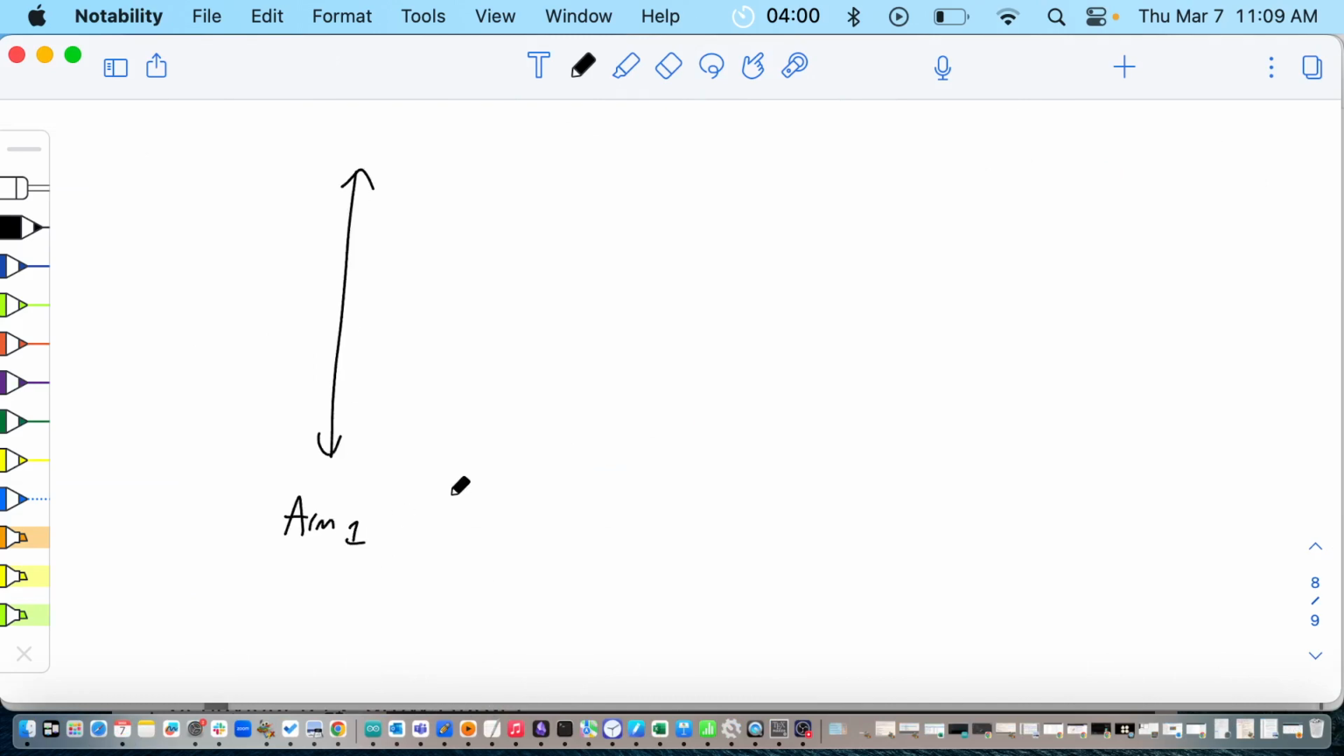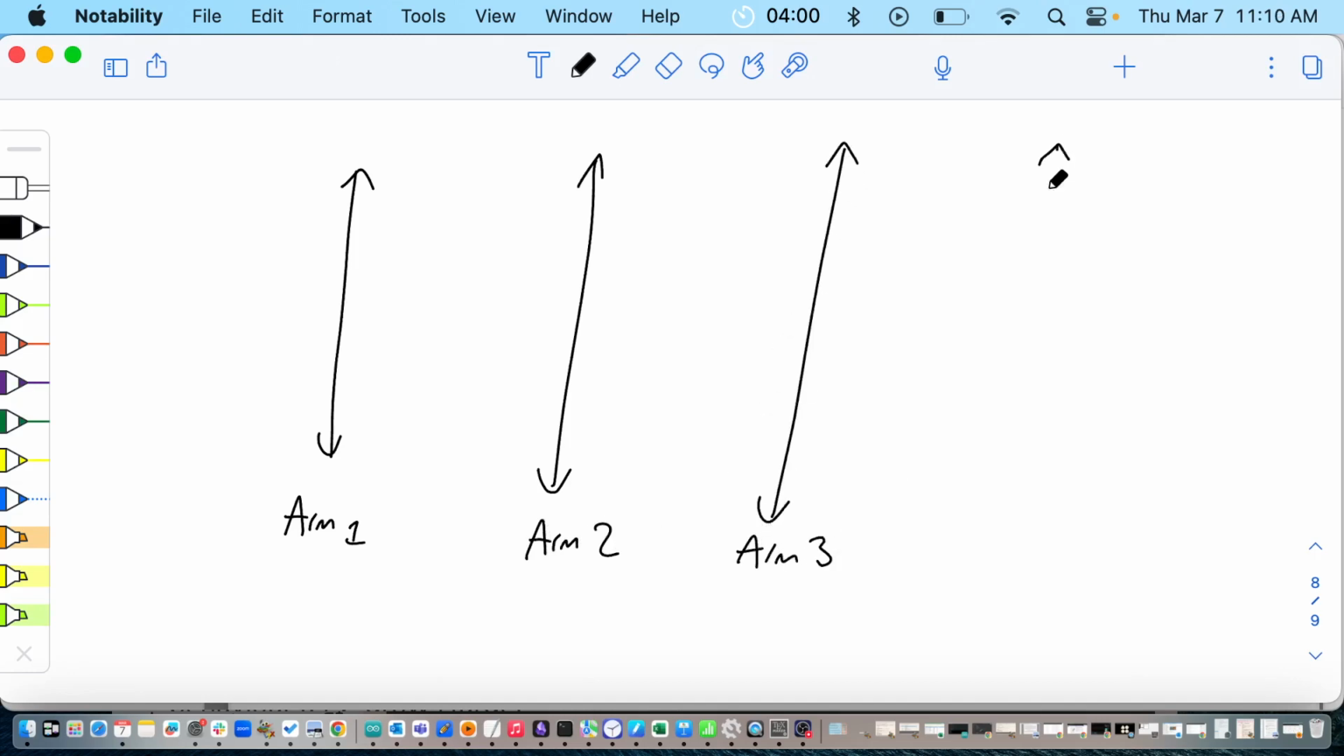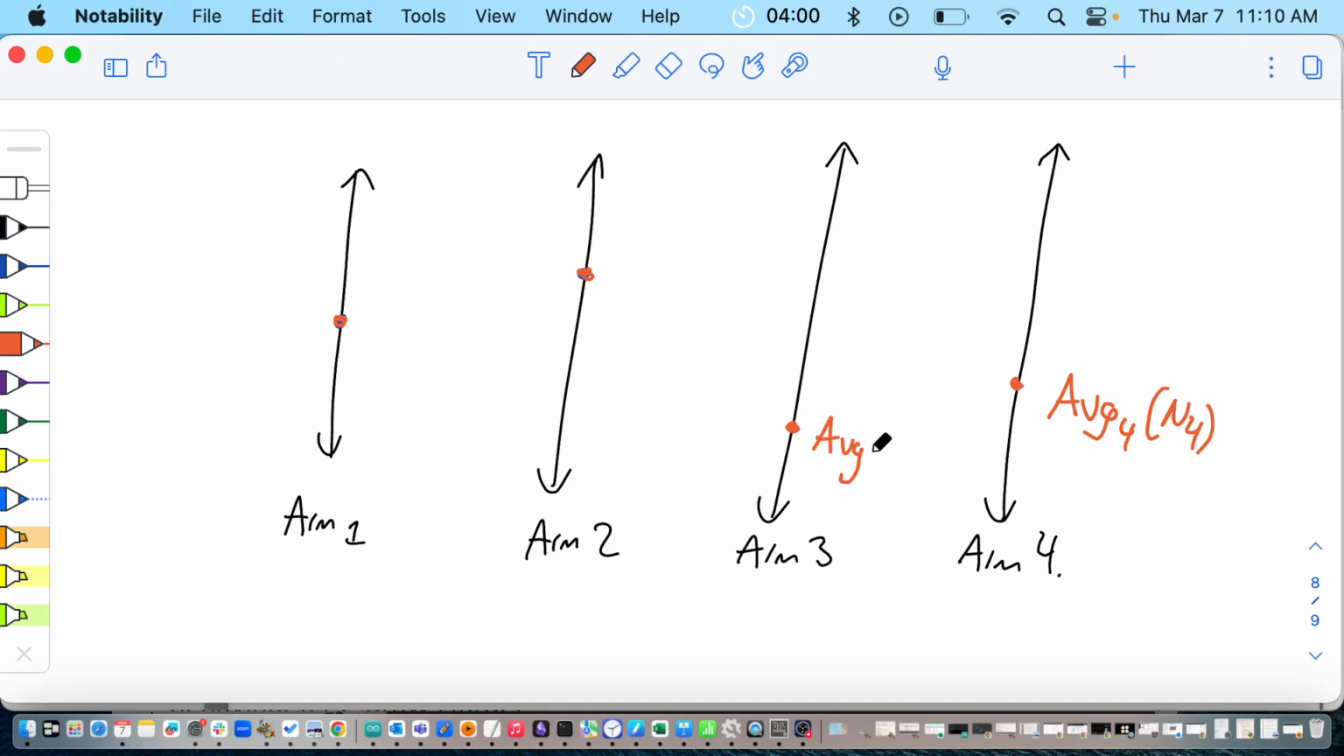So here's arm 1, arm 2, arm 3, and arm 4. And we have the average for each one. Let me draw the same color as before, keep things consistent. We have our average: the average 4 of N4, the average 3 of N3, the average 2 of N2, and the average 1 of N1. So these are the averages.